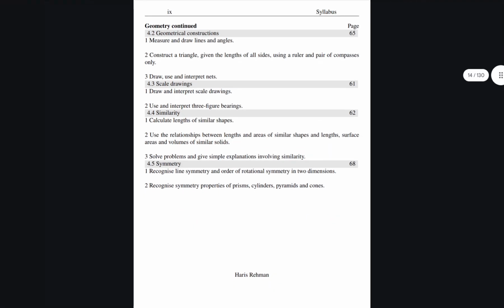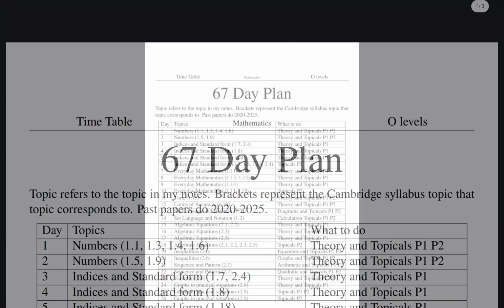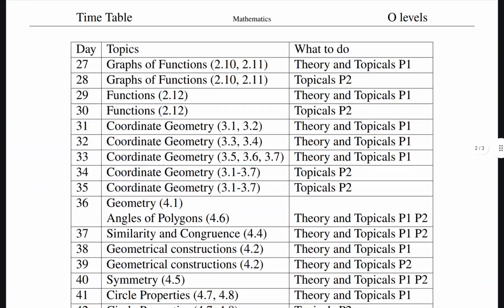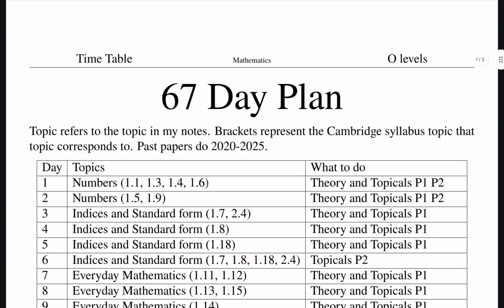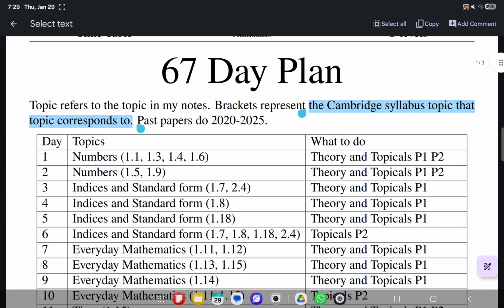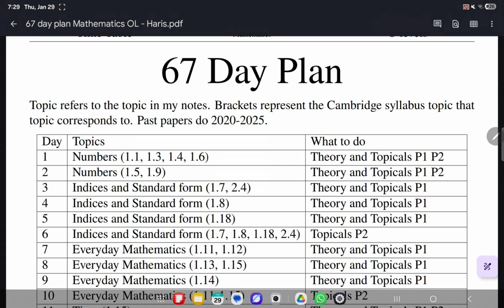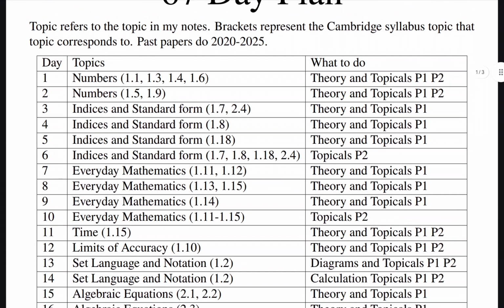Of course, these are geometrical construction, scale drawing, similarity, symmetry, this 4-point thingy, like here, see, and what to do, and the past paper thingy. What does this mean? When I say do topicals of paper 1, paper 2, do this, do that, that means do topicals of 20 to 25. I might rephrase this a bit, so that's why.